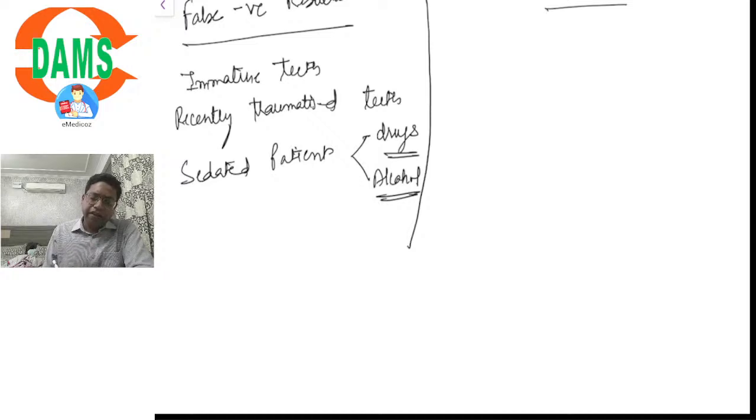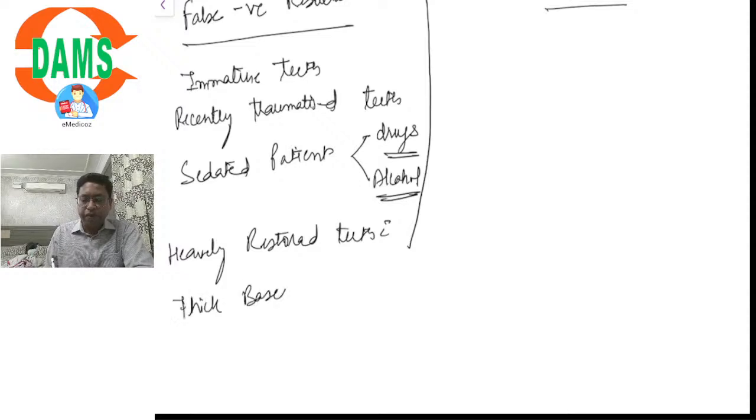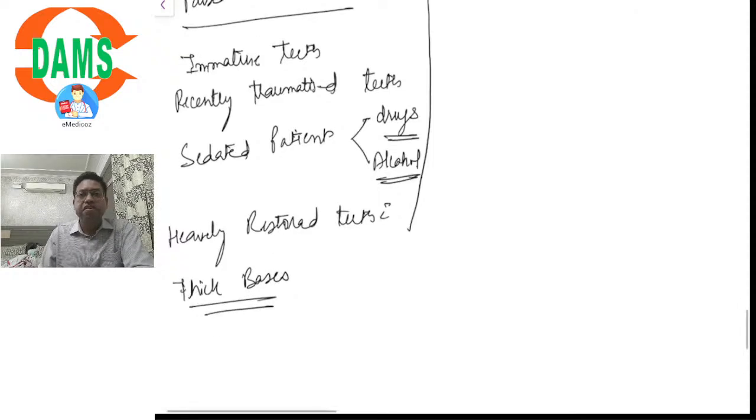Then heavily restored teeth. Teeth that have large restorations with thick bases would again give false negative results. Why? Because the bases are poor conductors of electricity. The current would not be conducted to the A delta nerve fibers and the patient would not give any response, although the pulp is viable. So, these are the important clinical situations which give rise to false negative results.